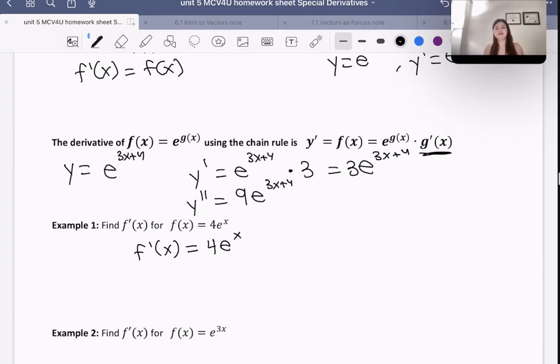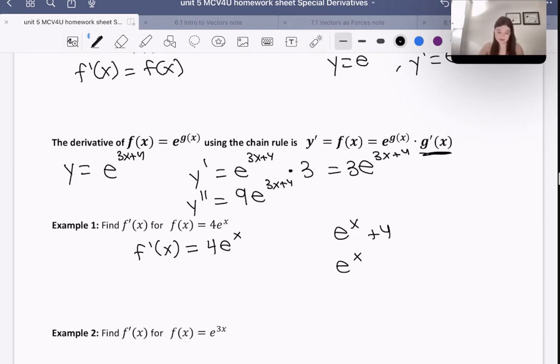A lot of people think, oh, the constant disappears because the derivative of a constant is 0. And that is true, but that's only if we added a constant. If we had e to the power of x plus 4 and we were taking the derivative, then it's true. The derivative would just be e to the power of x, right? Just that base exponential function.